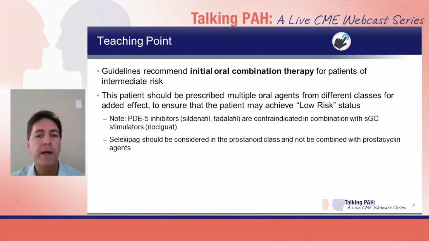So these guidelines recommend initial oral combination therapy for patients at intermediate risk. And this patient should be prescribed multiple oral agents from different classes for added effect to ensure the patient may achieve low risk status. There's some notes here about contraindications for PDE5 inhibitors and selexipag.